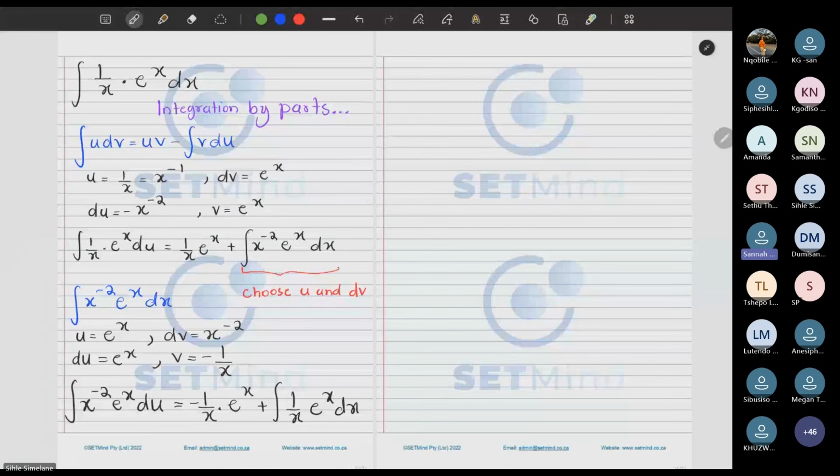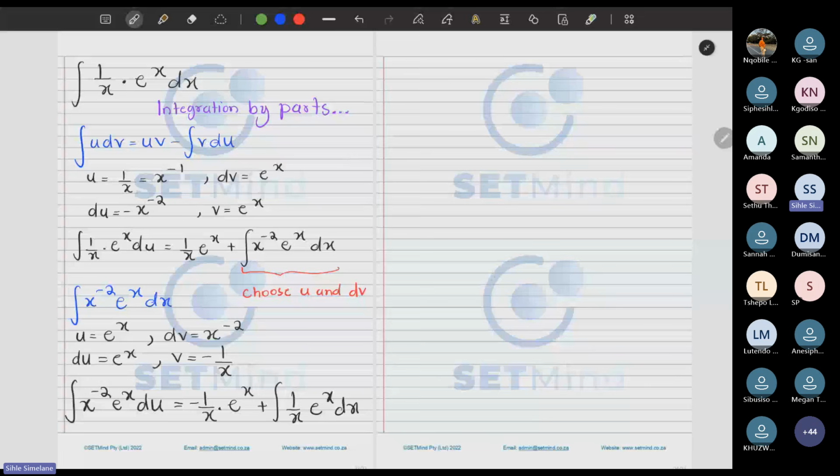Can I please ask a question? Yep. On the first part where we chose our u and v, why couldn't we use e to the power of x in the first place? Let me go back to that. So you are saying, why could we not use u as e to the power of x? Yes, because if we went back, you could have given us a ln.